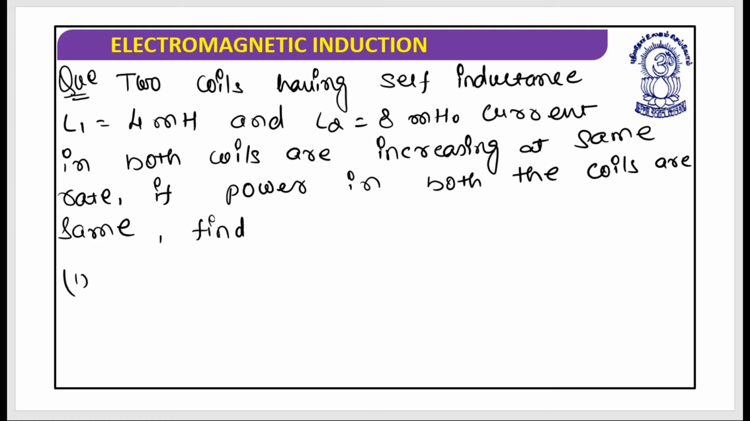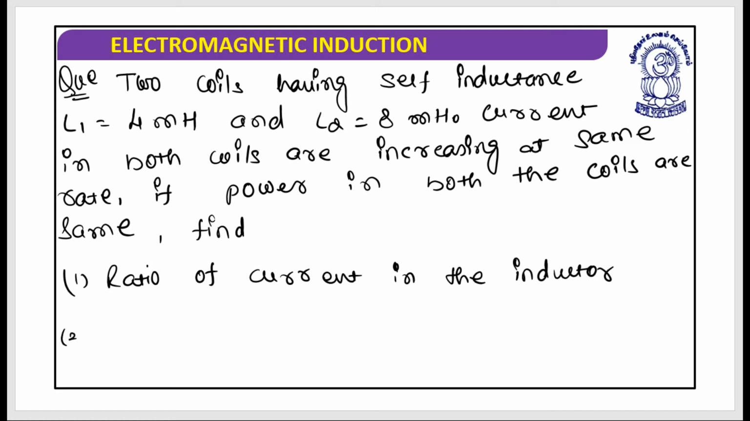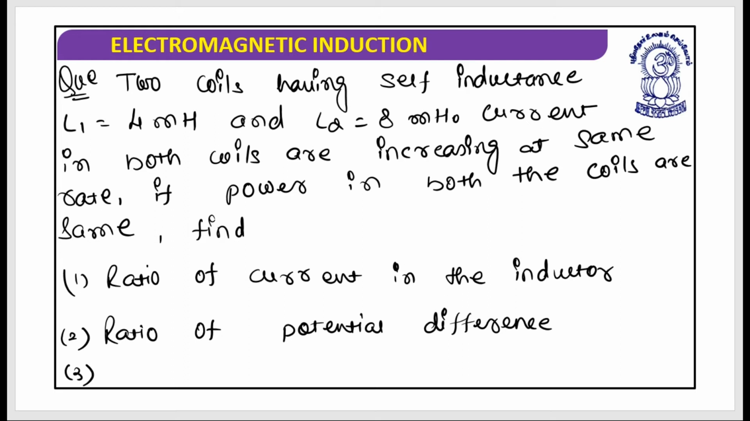first, the ratio of current in the inductors, second, the ratio of potential difference, and third, the ratio of energy stored.